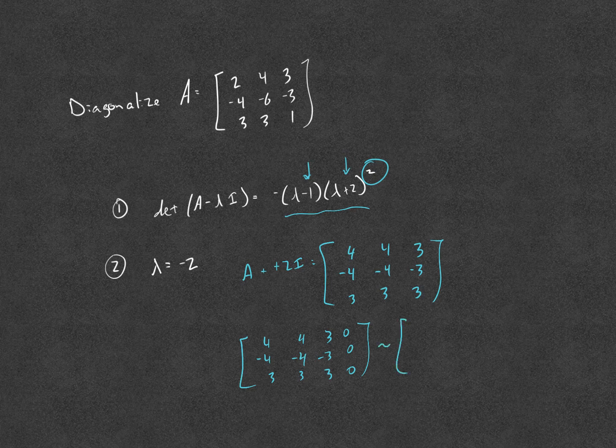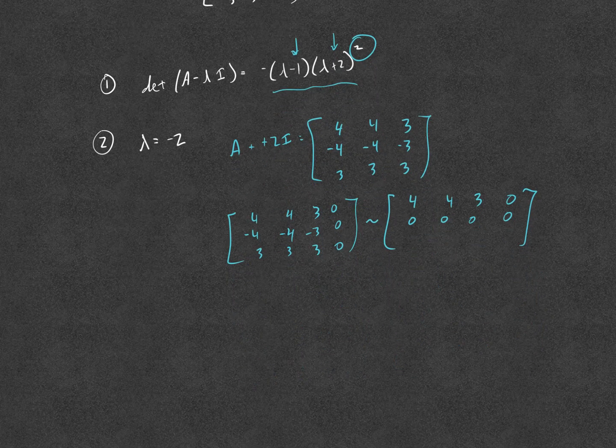Well, this reduces. You can see rows 1 and 2 are identical. So I have 4, 4, 3, 0. Rows 1 and 2 are identical, so that gives me a row of zeros. But that isn't also the case with rows 1 and 3. Those are not identical. So I'm actually going to scale row 3 and get 1, 1, 1, 0. And then let's do another row operation. I'm going to switch rows 1 and 3, drop my row of zeros to the bottom. Hopefully I'm not doing too many things at once.